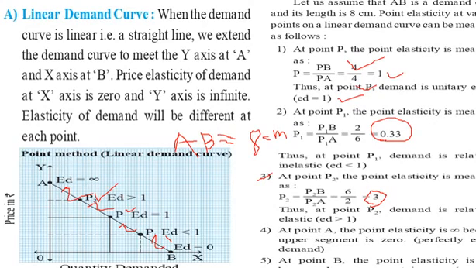So at point A, the point elasticity is infinite because the upper segment is 0, so it is perfectly elastic demand. And in case fifth, at point B, the point elasticity is 0 because the lower segment is 0, that is perfectly inelastic demand. This is the linear demand curve and measurement as per the point or geometric method.